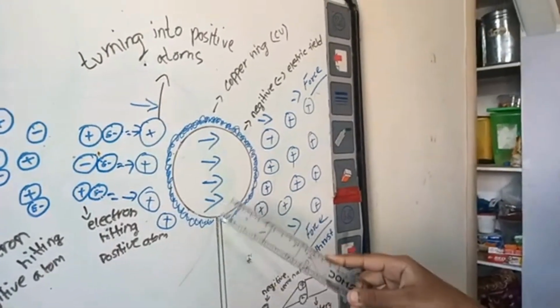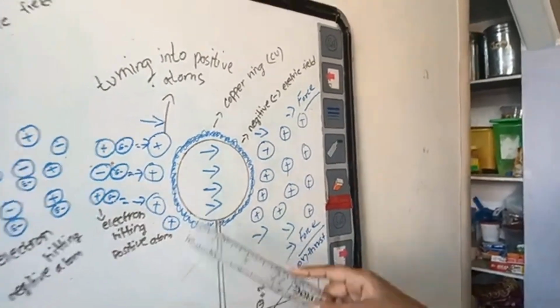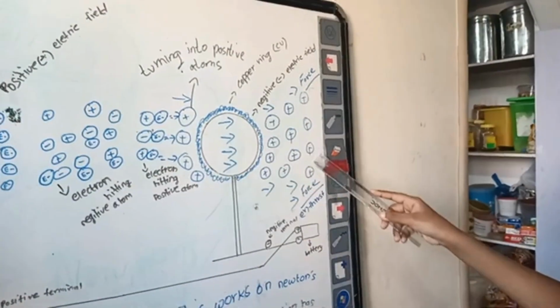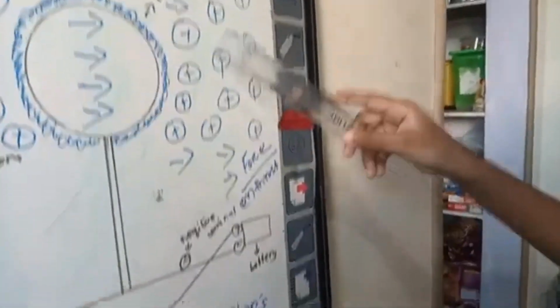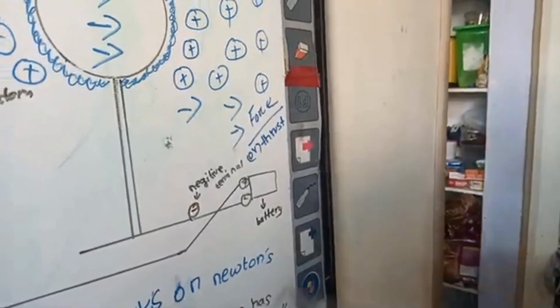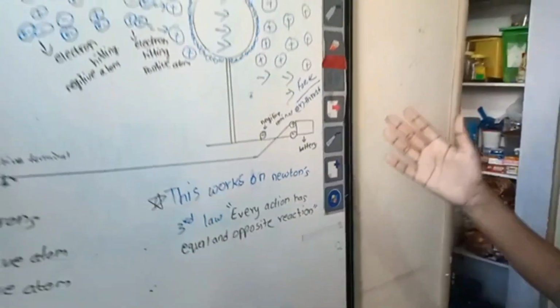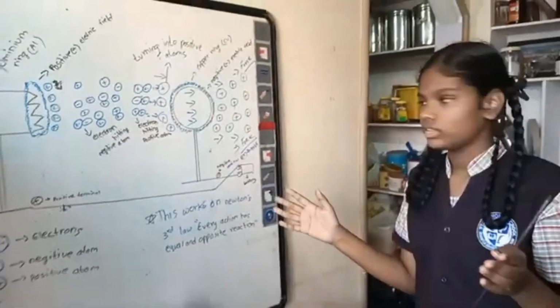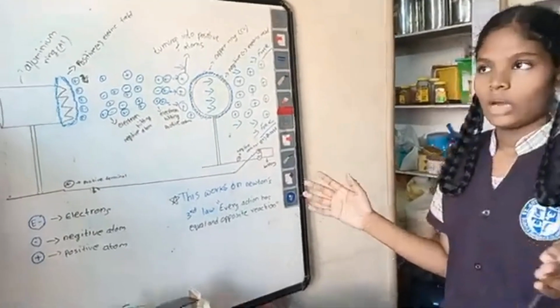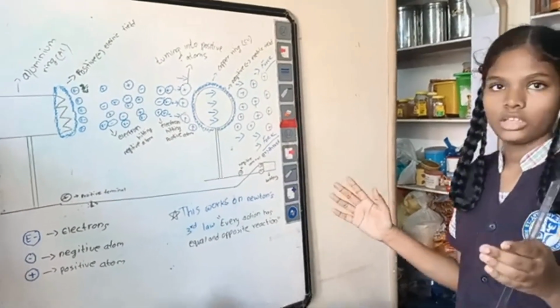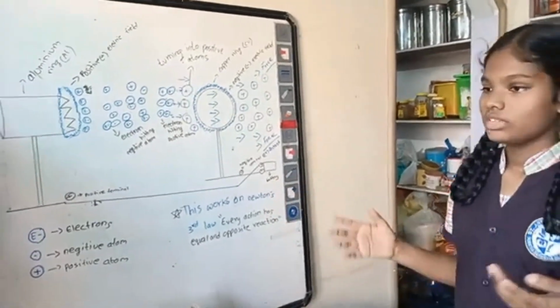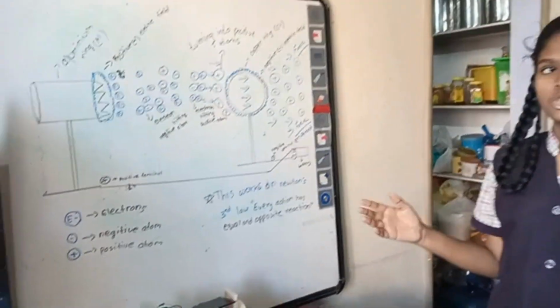So, due to the huge acceleration of these atoms, these will directly be pushed outwards of the copper ring, creating a force. This whole mechanism will run on Newton's third law, which is every action has equal and opposite reaction. So when these positive atoms come out of the copper ring, it will come out with a huge force, resulting in pushing the spaceship forward. So this mechanism can work very efficiently in space.